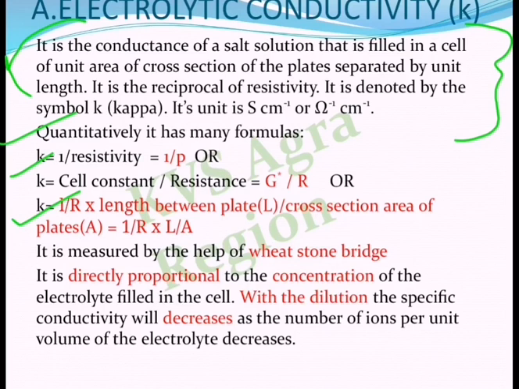It is measured with the help of a Wheatstone bridge. Then it is directly proportional to the concentration of electrolyte filled in the cell. With the dilution, the specific conductivity will decrease as the number of ions per unit volume of the electrolyte decreases. The molar conductivity increases whenever you add more water into the solution. I hope it is clear to you. Read it again and again by muting the sound.